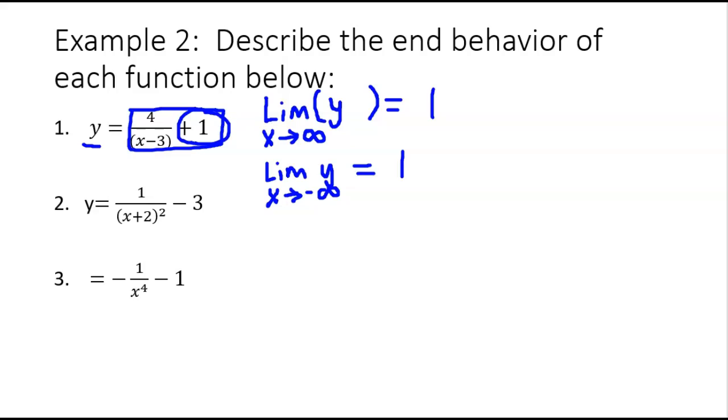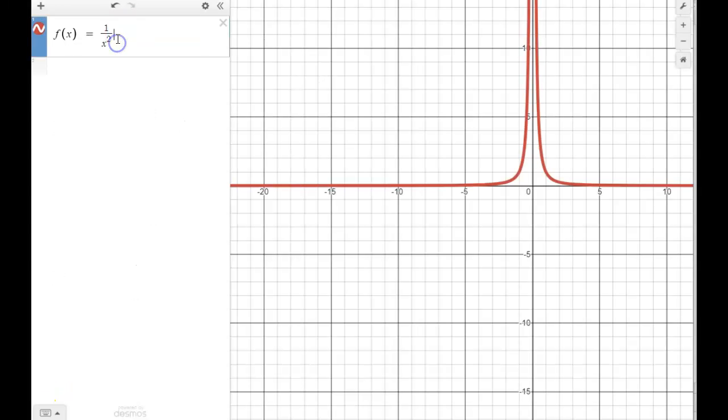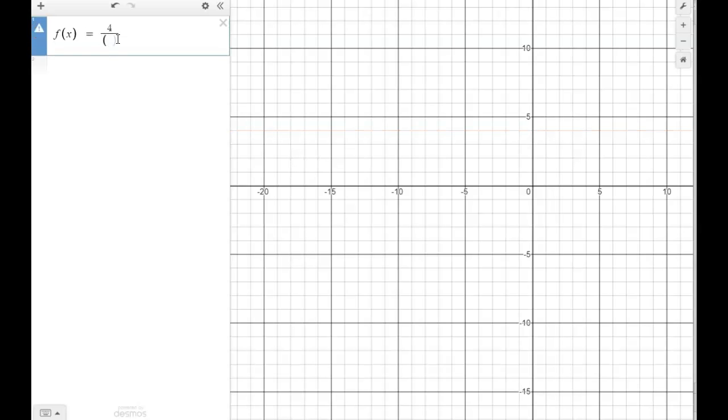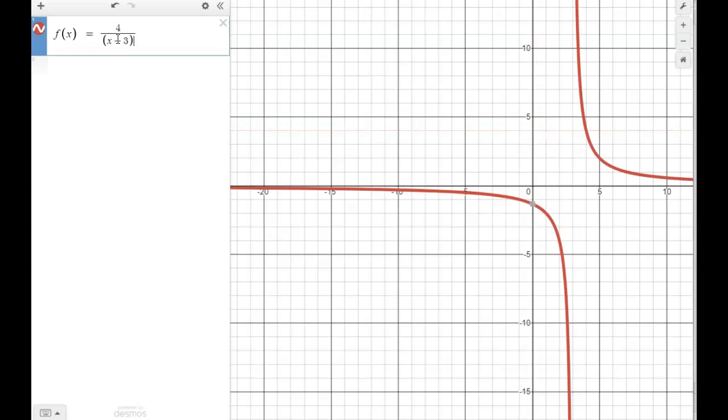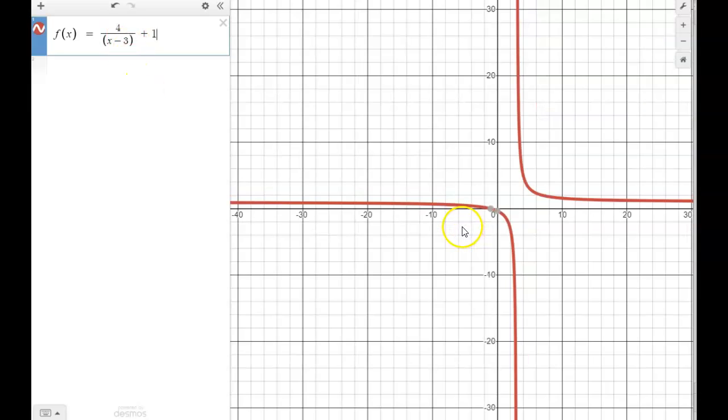Now, before I move on to number 2, I just want to demonstrate that once again using Desmos real quick, and then we'll do number 2. So let's put that new function in there. The new function we're working with is 4 over x minus 3 plus 1.